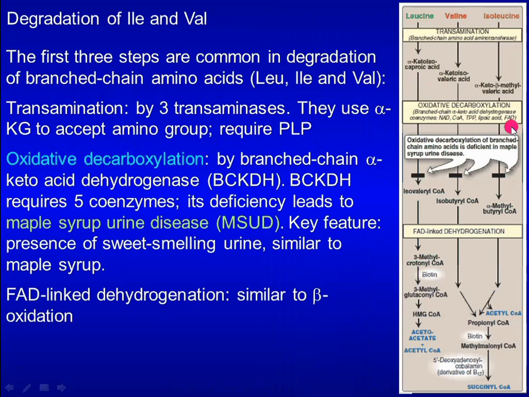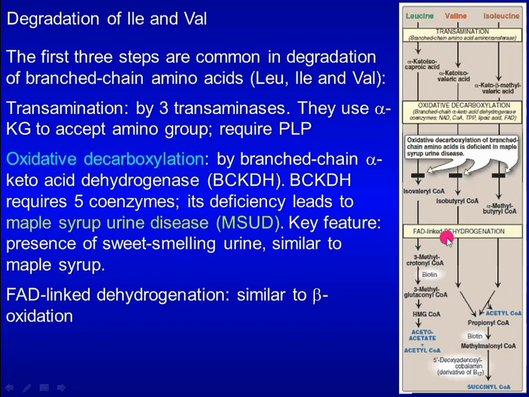Oxidative decarboxylation is catalyzed by branched-chain alpha-keto acid dehydrogenase. This enzyme requires 5 coenzymes. Deficiency of this enzyme leads to maple syrup urine disease. The key feature of the disease is presence of sweet-smelling urine, similar to maple syrup.